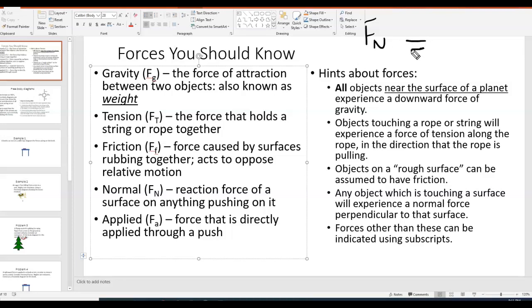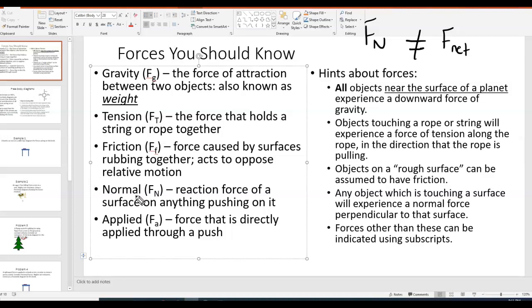Fn is not the same as net force. The net force is what you get when you add up all the forces. We talked about that in the last video. That's really important for Newton's first law and Newton's second law. Fn is what's called the normal force.